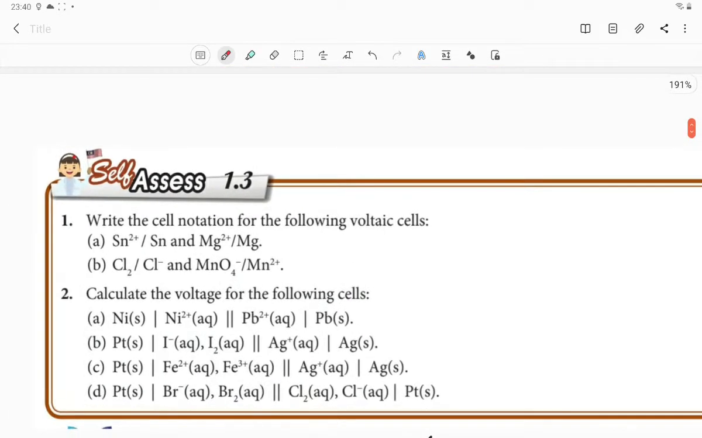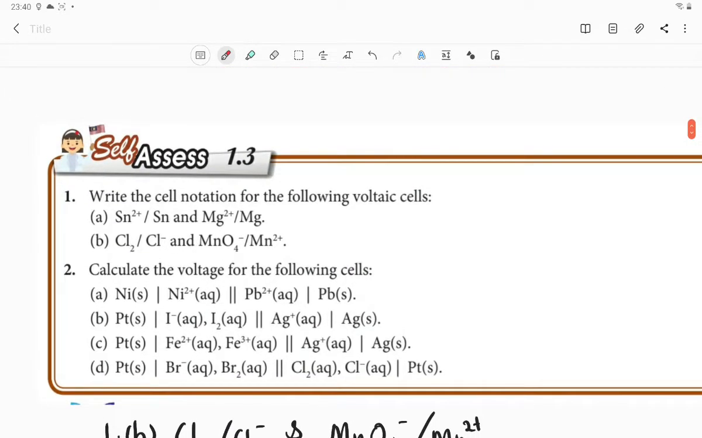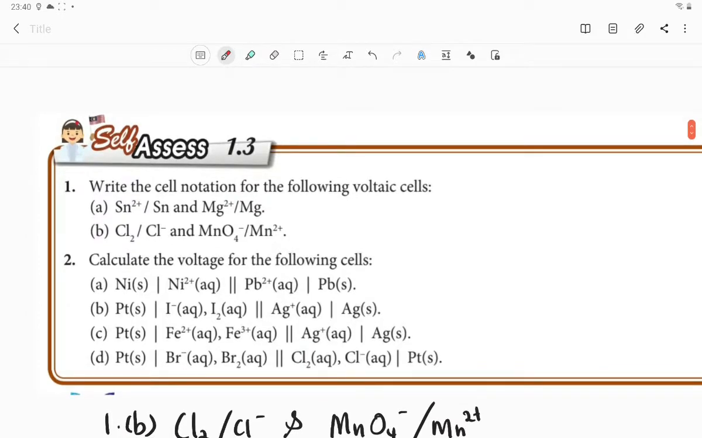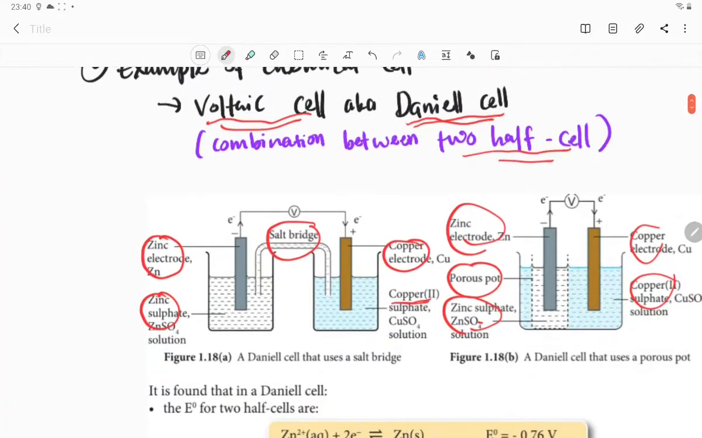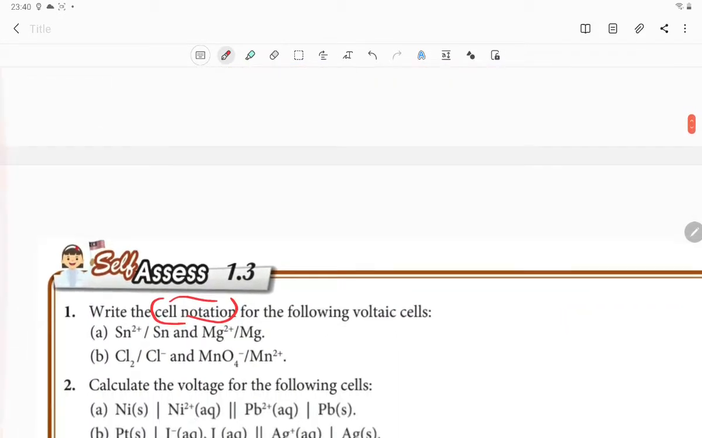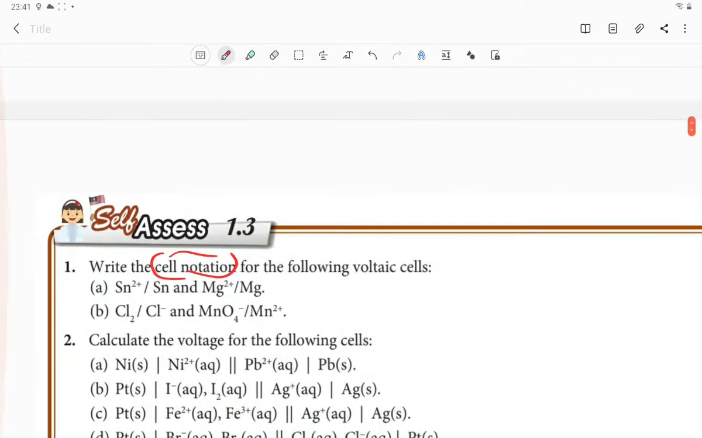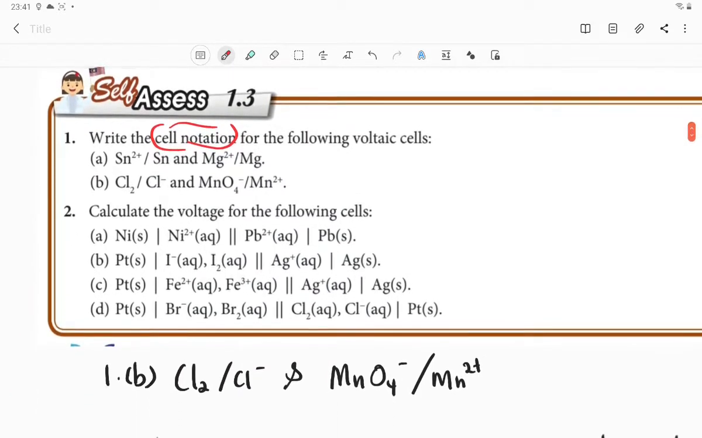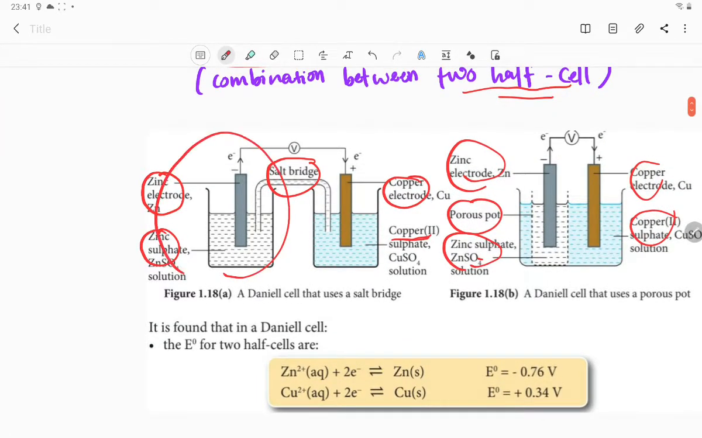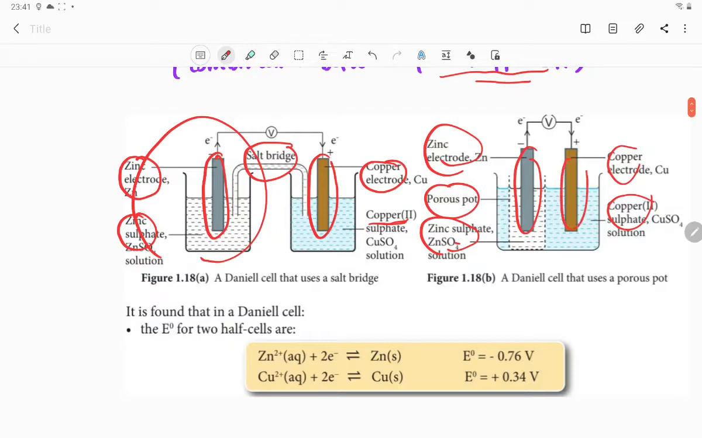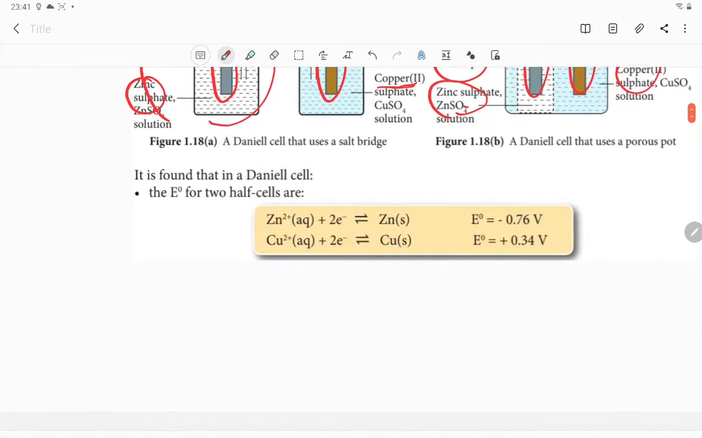Okay, next you need to know how to write cell notation. Okay, based on voltaic cell. You need to know how to write their cell notation. So for half cell that use metal electrode, cikgu rasa tiada masalah, because this one is quite easy.